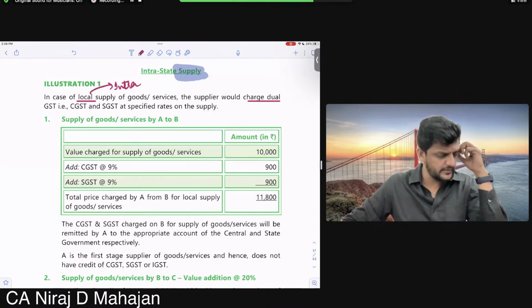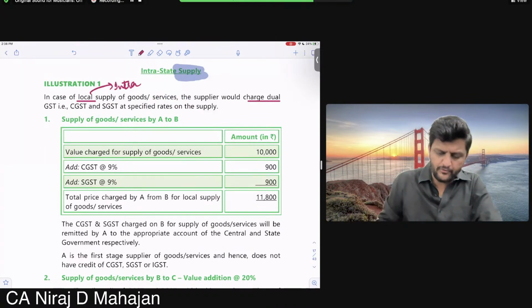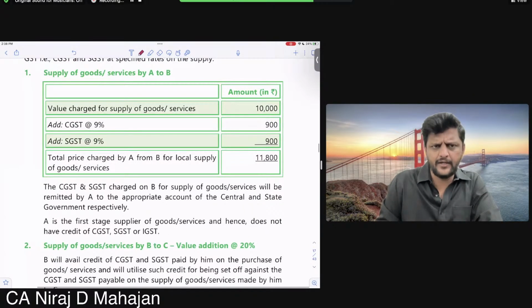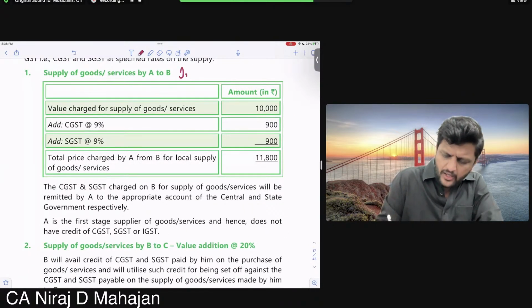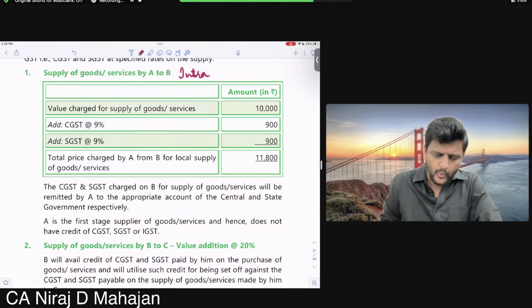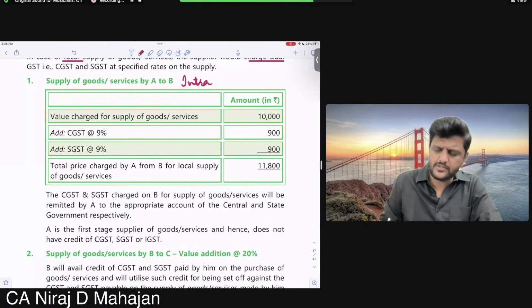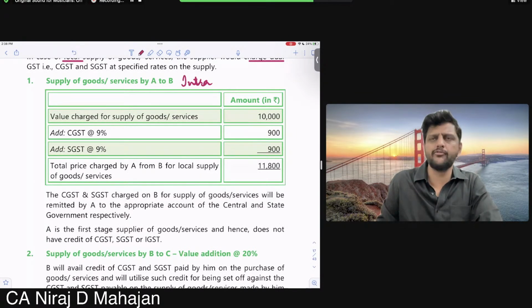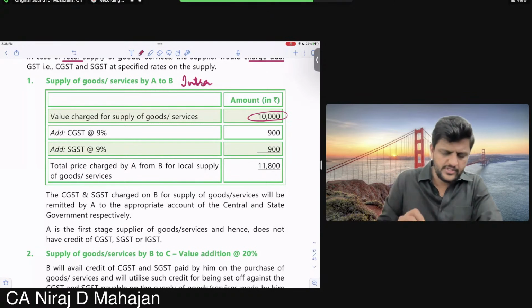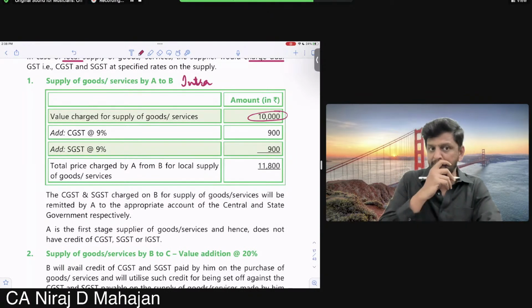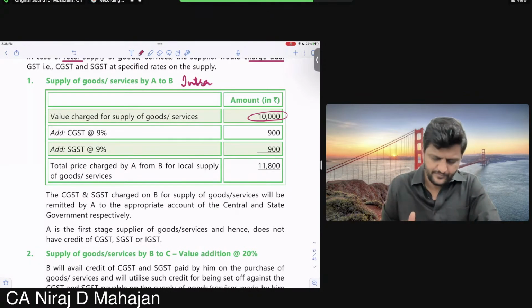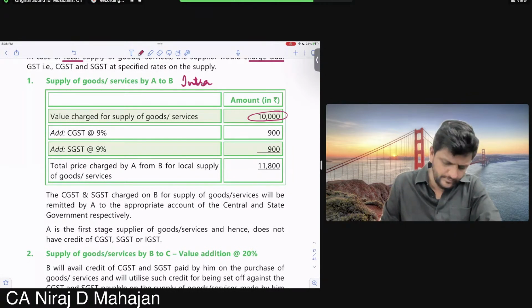Supply of goods and services, supply of goods or services by A to B. This is intra. ठीक है? Ready? चलो. Value charged for supply of goods and services, that is the price before taxes, 10,000. Agreed? CGST, SGST 9%. Agreed? Half of intra, it is. So total price charged by A from B is 11,800.